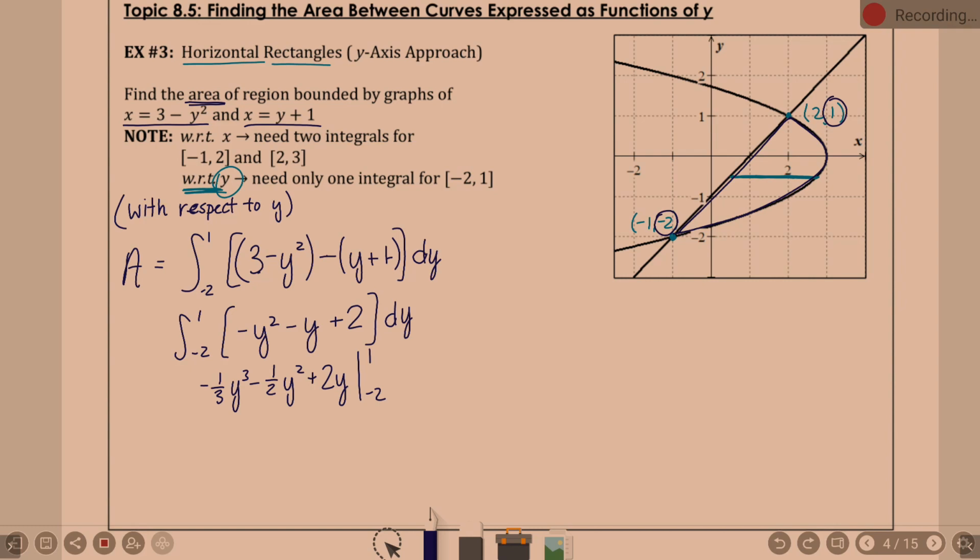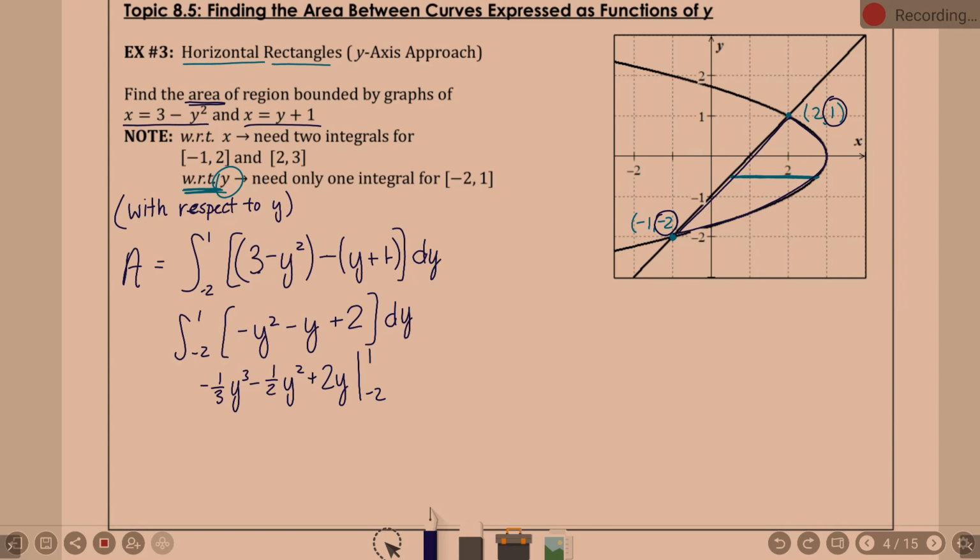Add 1 to the power, divide by the new power, right? Don't make careless mistakes. Okay, so -1/3 y cubed minus 1/2 y squared plus 2y. I forgot one. Now we're going to evaluate.